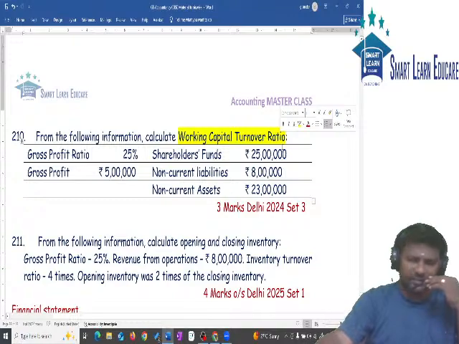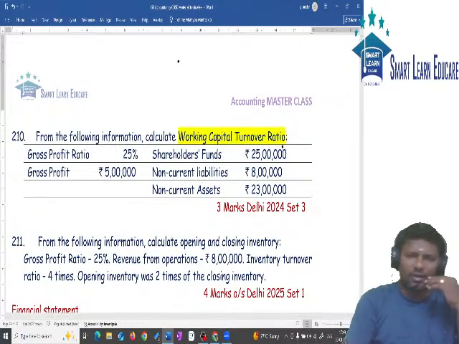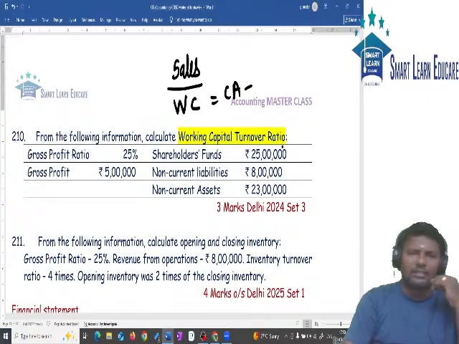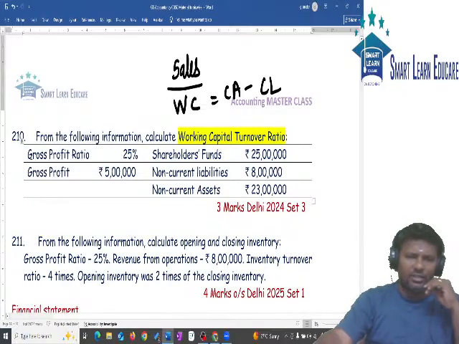Turnover means sales. What is the formula for working capital turnover ratio? Sales divided by working capital will give you working capital turnover ratio. Working capital is equal to current asset minus current liability. Sales is nothing but revenue from operation. Now, for that some information is given. Gross profit ratio is given.